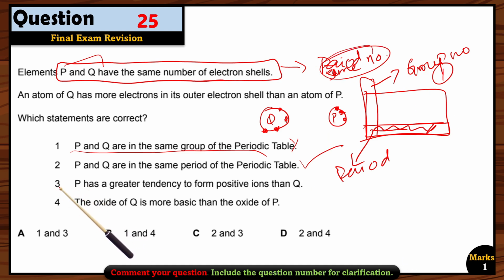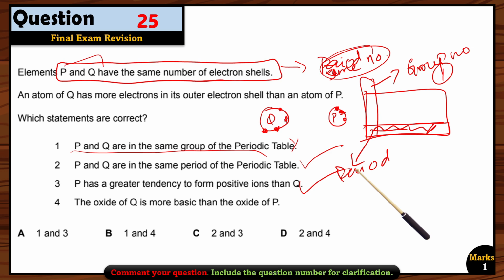Let's see option 3. P has a greater tendency to form positive ions than Q. Let's see which one has more tendency to form positive ions. Only metals can form positive ions because they have fewer electrons in their last shell. So which one has fewer electrons in its last shell, P or Q? Of course, P. So P has a greater tendency to form positive ions than Q. So this option is also right.